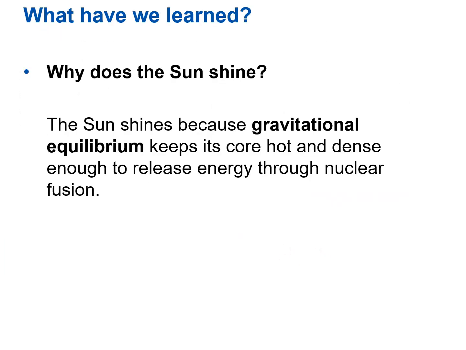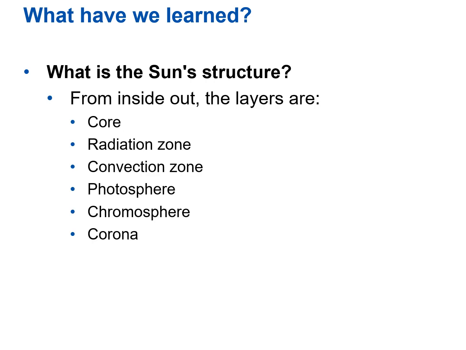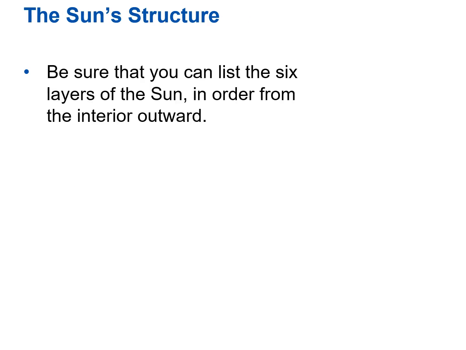So what have we learned? Why does the sun shine? The sun shines because gravitational equilibrium keeps its core hot and dense enough to release energy through nuclear fusion. What is the sun's structure? From inside out, the layers are, and I want you to have these memorized, and I want you to know some key features of each of these layers. But we have the core, radiation zone, convection zone, photosphere, chromosphere, and corona. Again, be sure that you can list the 6 layers of the sun in order from the interior outward.